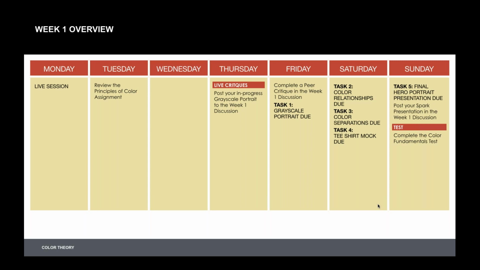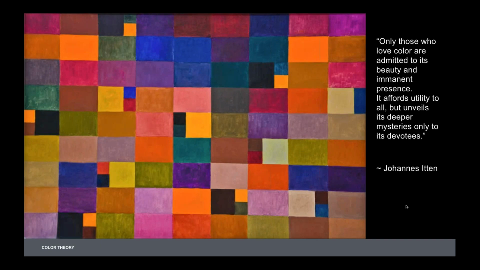None so far. All right. Only those who love color are admitted to its beauty and immanent presence. It affords utility to all, but unveils its deeper mysteries only to its devotees. And this is Johannes Itten, who was a member of the Bauhaus, a Swiss designer, and obviously this is one of his paintings. He loved color.